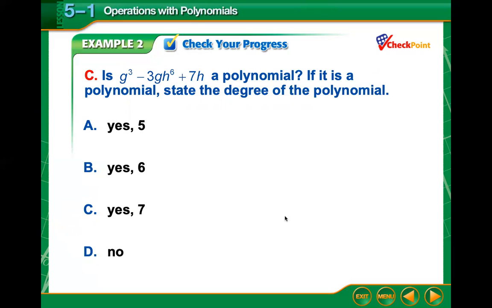All right, next is g cubed minus 3gh to the 6 plus 7h. Is this a polynomial? And if so, state the degree. So go ahead and pause and try it. All right, so yes, this is a polynomial. Everything looks good for that. Now, what is the degree? I'm going to take a look here at gh, and I'm going to do 1 plus 6, which is 7. So my degree is 7. So the degrees here are 3, 7, and 1. So the highest degree is the degree of the polynomial.